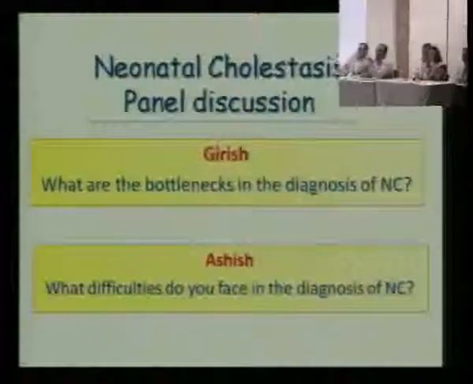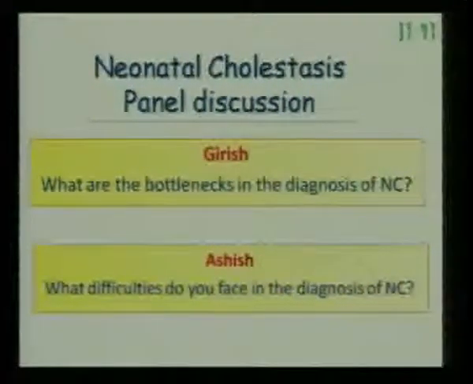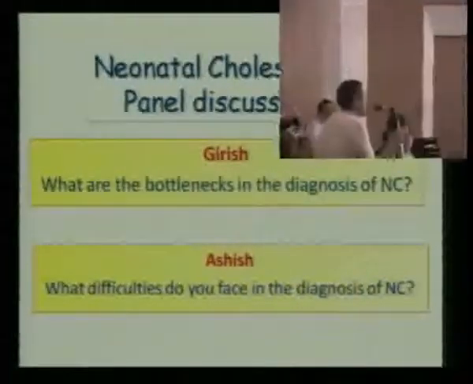Late referrals. That is the main thing. In fact, I have seen many pediatricians who only check bilirubin. They don't check SGPT. They check bilirubin for 1 month, 2 months, 3 months, and after 3 months, when jaundice is not subsiding, then they refer. So it's too late by that.